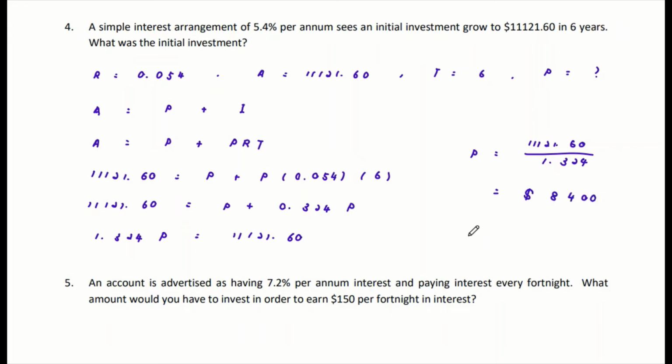So that is our initial investment. If you want to write it down again, you can just put in the initial investment, because the question is saying the words initial investment, right? The question didn't tell us the principal. So the initial investment is 8,400. So that's the answer for this question. Okay, so the last one before we move on to compound interest.